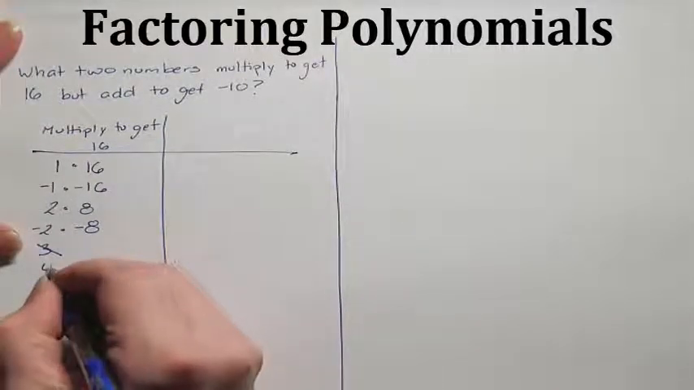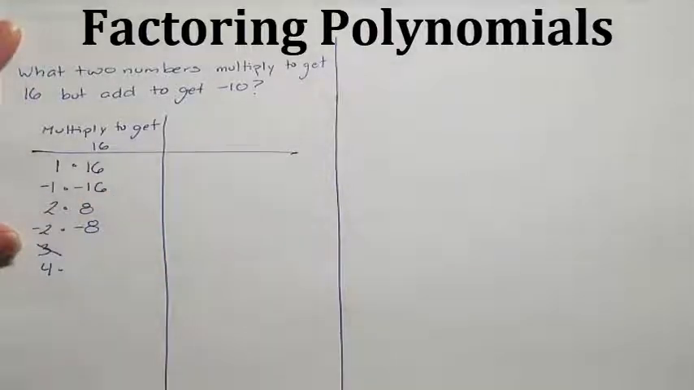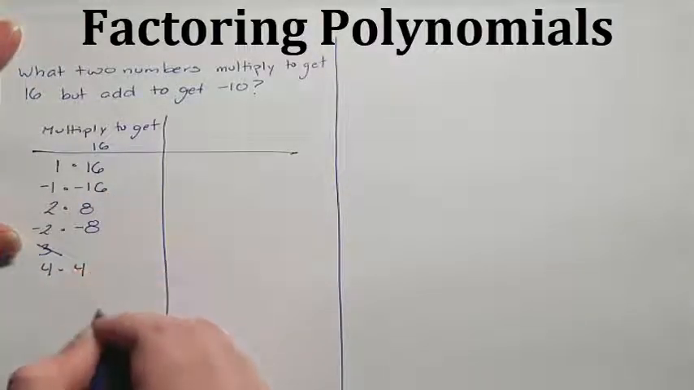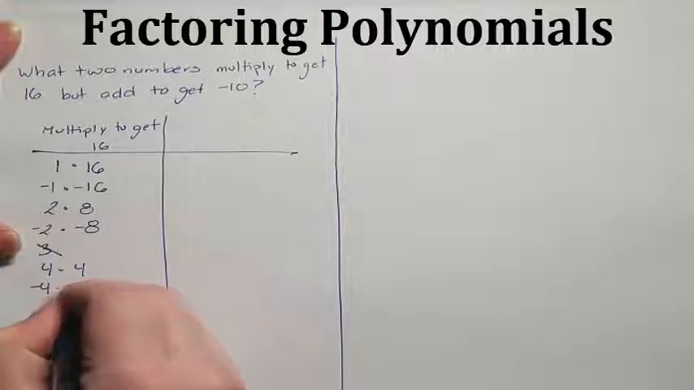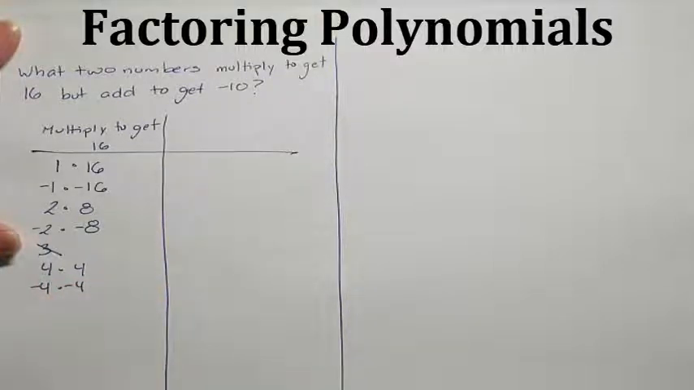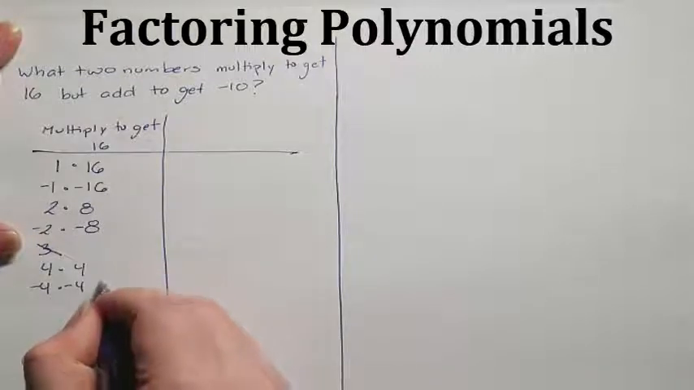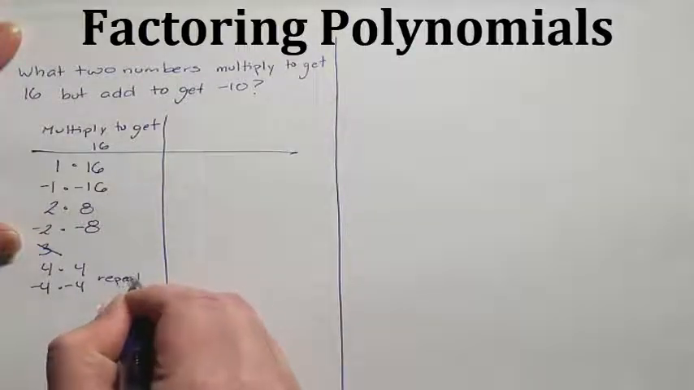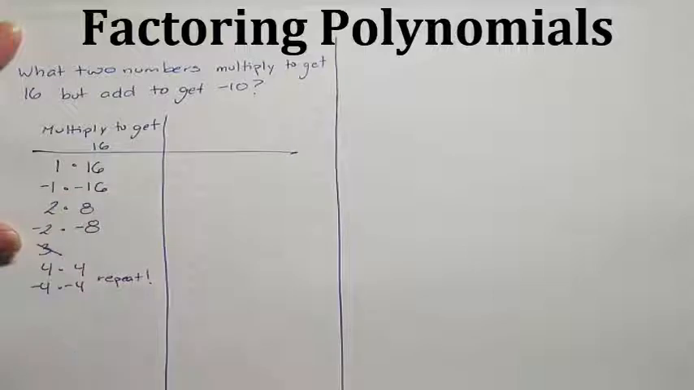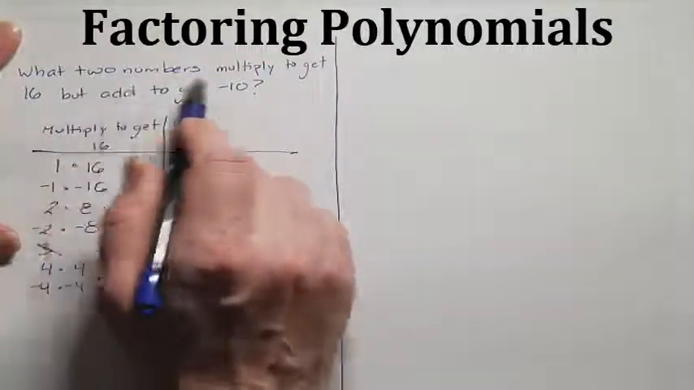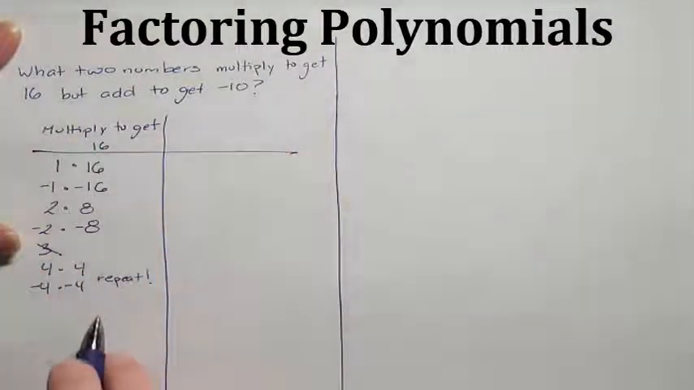Now we need to try our 4s. 4 times what gives me 16? 4 times 4 gives me 16, but I know a negative 4 times a negative 4 will also give me 16. The minute a number starts to repeat, you know you're done. So right here, it starts to repeat, which means this is the full, complete list of all the ways to multiply together to get 16. But that was only half of our problem. All the ways to multiply to get 16.